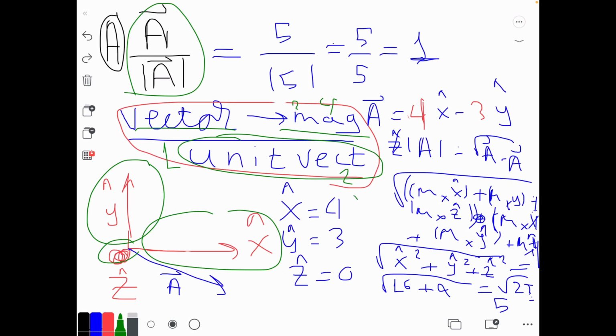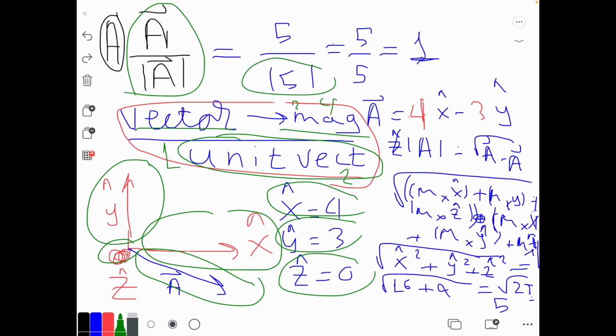So now we have x hat as 4. Let's say y hat is 3, according to what we have, and it's negative 3 because we're going down. Z hat is 0, because I'm going to tell you guys how that gives an importance for the absolute value. So we're going to have 4x hat minus 3y hat.